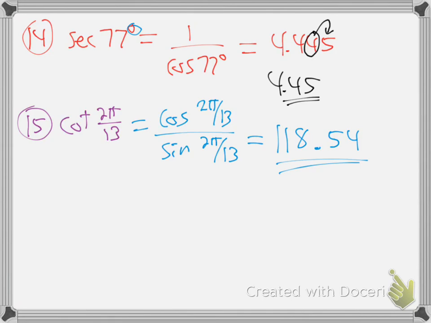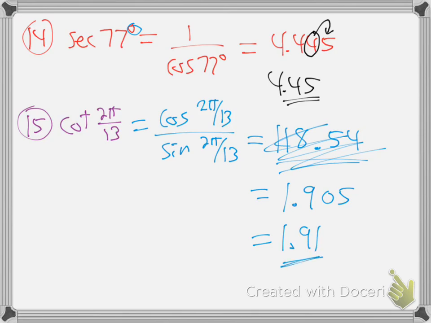So, here's the real answer: 1.905. They want you to round to 2 places, so 1.91. That's better. I was like, that's kind of big. Are we good? Make sure you're in the right mode. Questions I can answer?